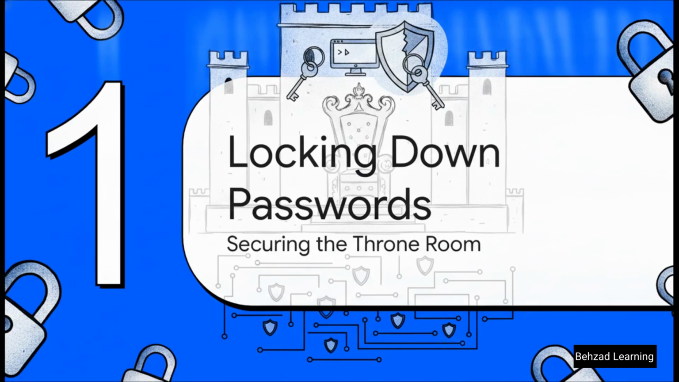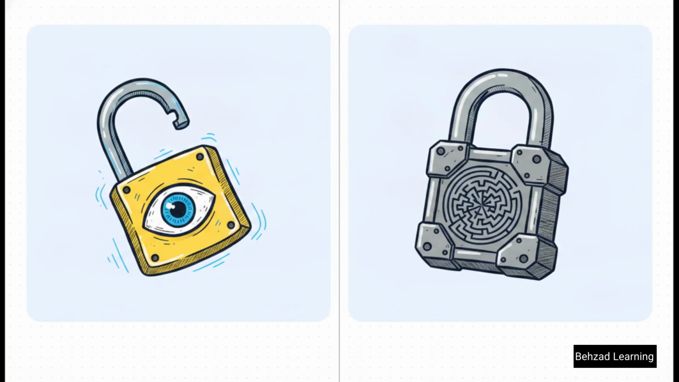Section 1. Locking down device passwords. Securing the throne room. We're starting right at the heart of the device, the command line interface. This is our throne room, and whoever holds the keys here literally controls the entire device.